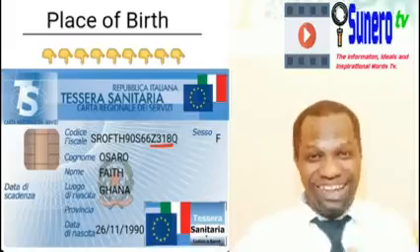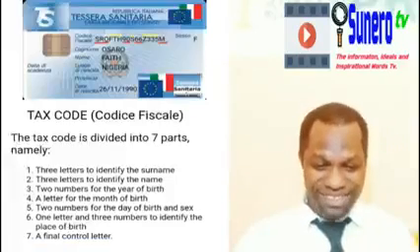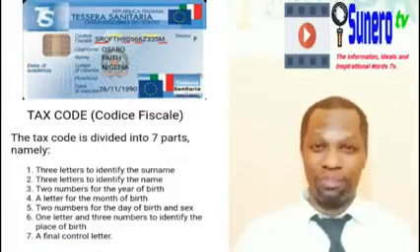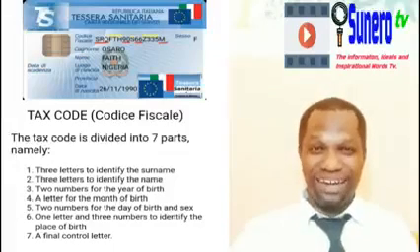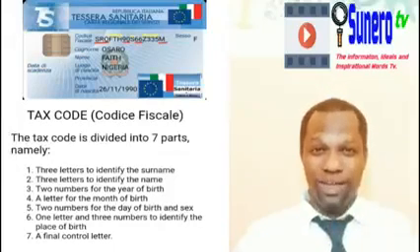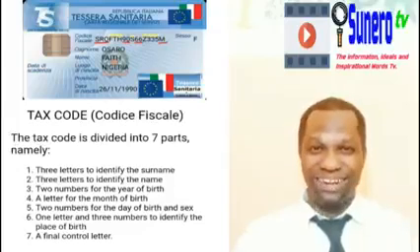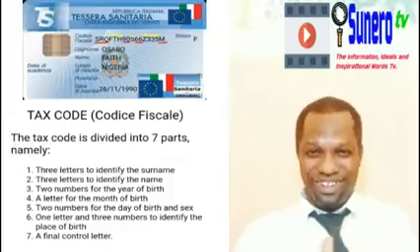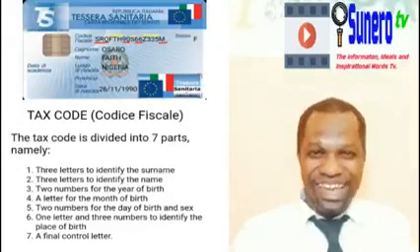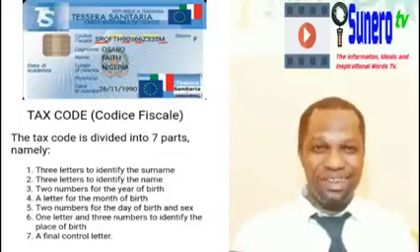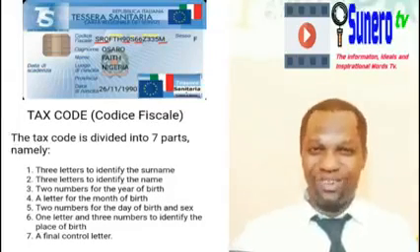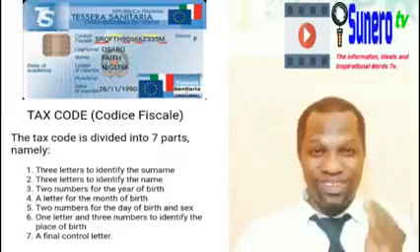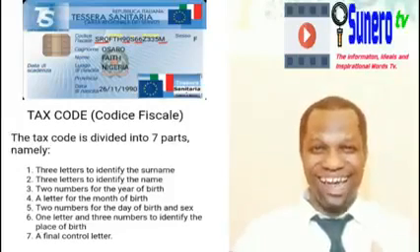So what about the last number? The last number, it says a final control number. That number is different from any other person's number. So that is it. That number is the control number. So that is how it goes from the surname to name, the year of birth, then the month of birth, the day of birth, then the place of birth, and also the control number. So this is how tax code or Codice Fiscale are created.